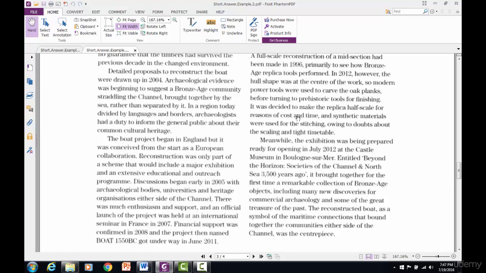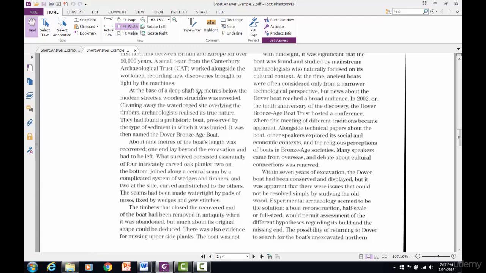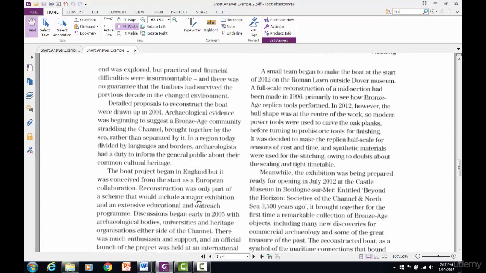So as we see with the short answer questions, our questions go in order, right? We found the answer to number one right here at 6 meters. Number two was right here where it talks about pads of moss and watertight. Number three was right here about 2012. And the last one was right here where it talks about deciding to do it half scale, which means not full scale, and cost and time. So it went in order. We didn't find them in order, but the questions come in order. And that's very important to understand because it helps you find them.